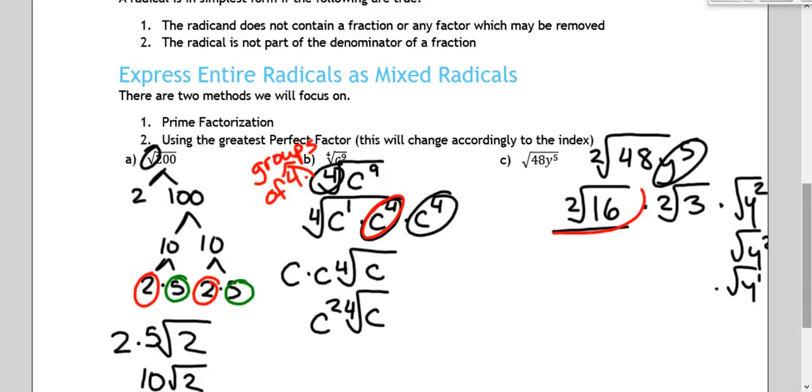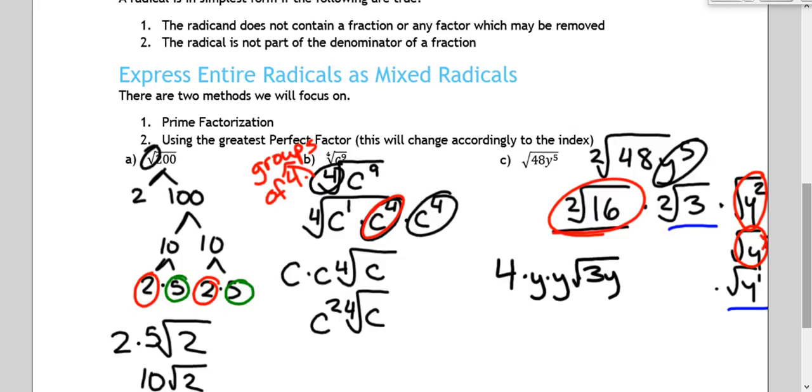I can simplify this one, this one, this one, and I cannot simplify this one or this one. So that'll leave me with 4 multiplied by y multiplied by y multiplied by the square root of 3y. So 4y squared square root 3y.